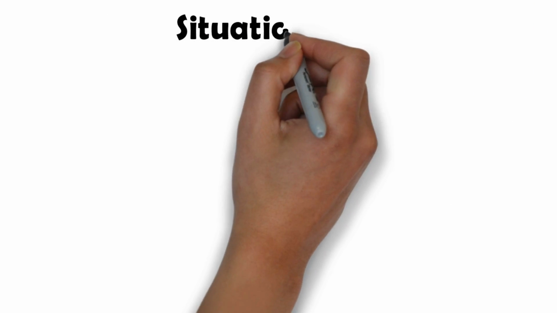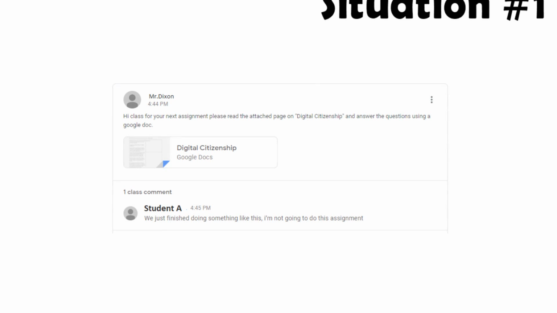We'll use some different situations from Google Classroom to show our examples. Let's say you're in Google Classroom and you see your teacher post an assignment for you to complete. The assignment is similar but not the same as the one you previously completed. Which response do you think would be the best example of digital citizenship in this situation? Student A posts this: "We just finished doing something like this. I'm not going to do this assignment too."